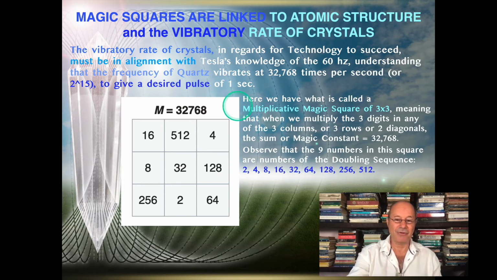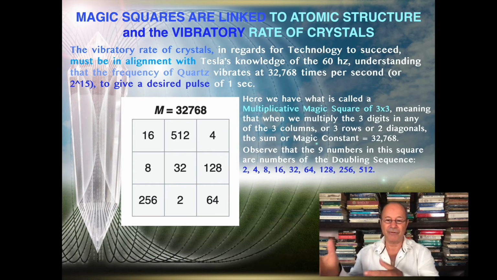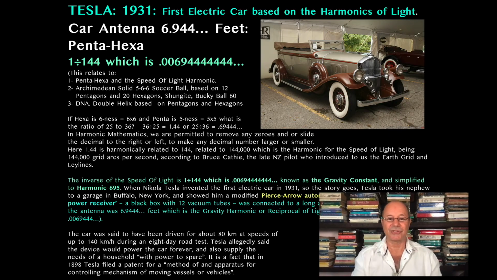And these numbers here are all based on what we call the doubling sequence, 2, 4, 8, 16. So when we study crystals, we're studying binary codes, doubling sequence, golden ratio, magic squares. So this is why crystals are in the mass consciousness. And just to conclude a bit on Tesla, without crystals, we wouldn't have the first electric car, which was based on the harmonics of light on crystals in 1931.